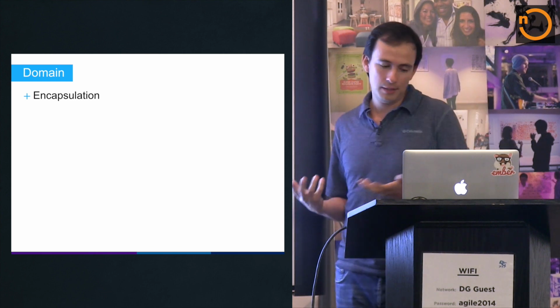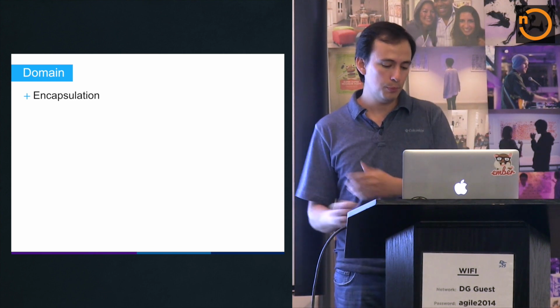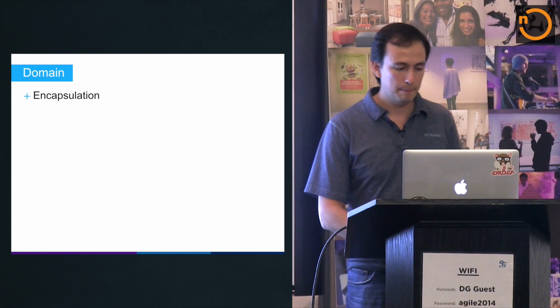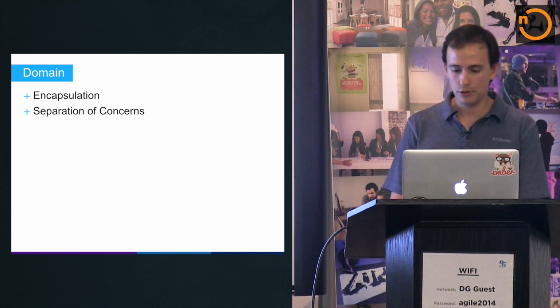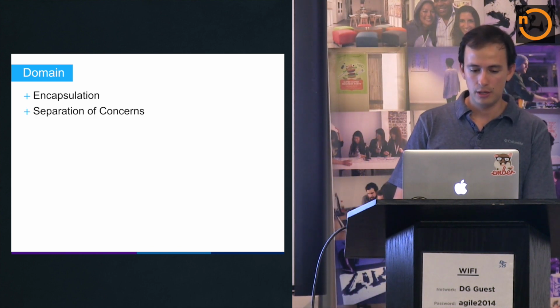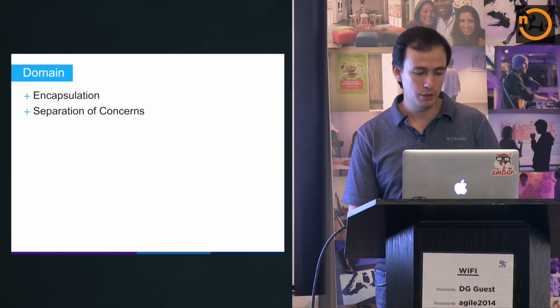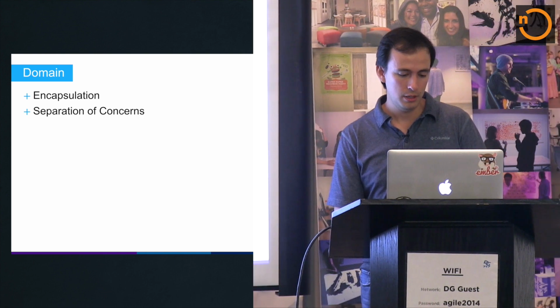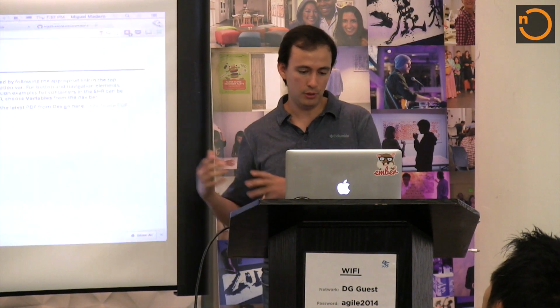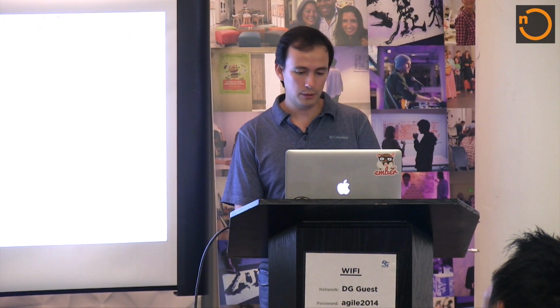So that's great. That gives us encapsulation. We also have composition. Separation of concerns is a bit more important when it comes to domain components. Let me show you another example. Now I'll switch back to the app.